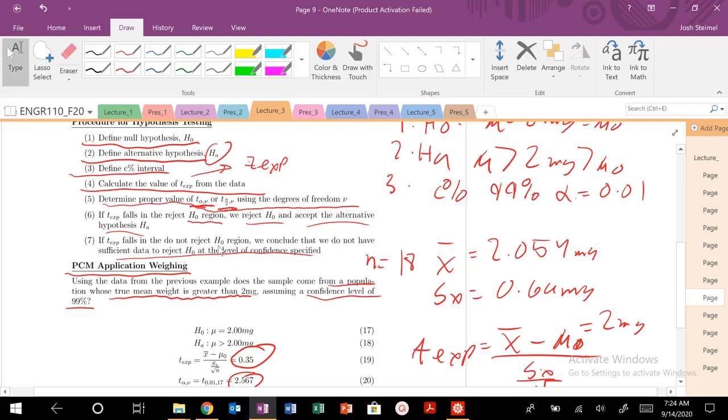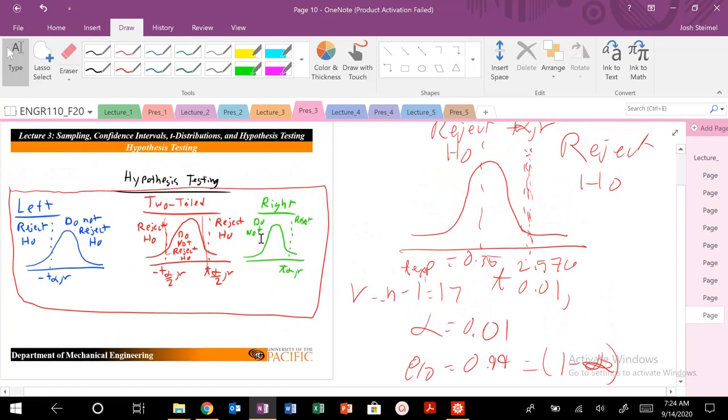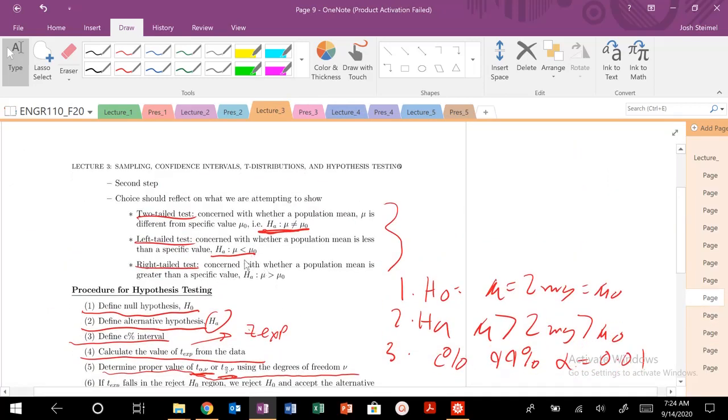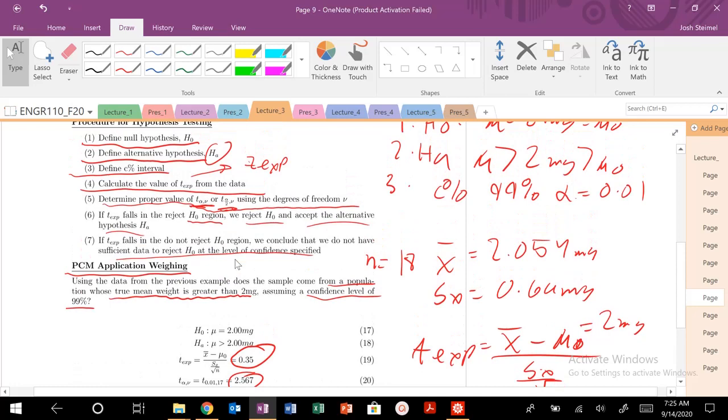This is where statisticians will get really mad. If it falls in the reject H naught region, we reject H naught and we accept the alternative hypothesis. But if it falls in the do not reject H naught region, we do not have sufficient data to reject H naught. So we're not saying that we accept H naught. If it falls in the reject H naught region, then we are accepting the alternative hypothesis. But again, we just don't have enough data to reject H naught at the level of confidence specified. So that's the statement that you want to write.